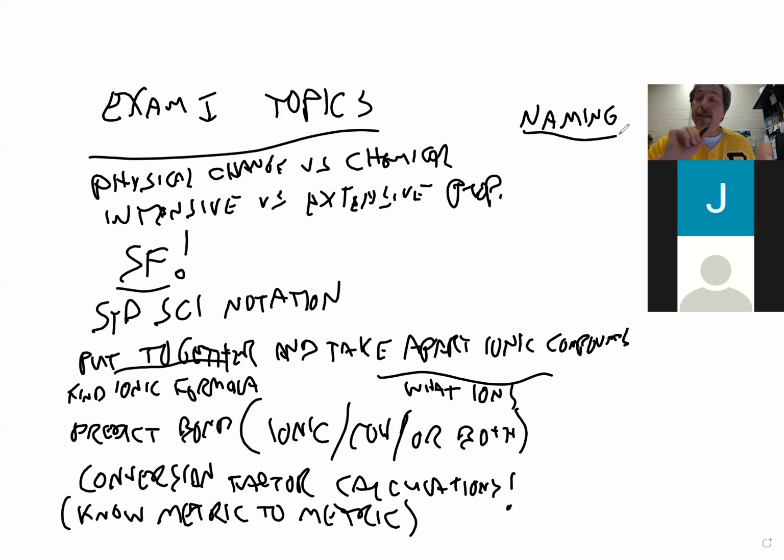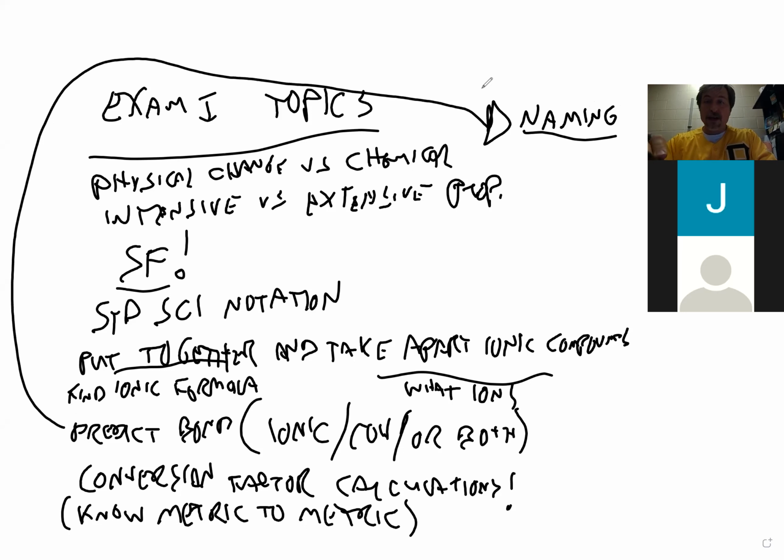Your job is to know naming. If I give you an ionic compound, part of this is predicting the bonding, because if you know it's ionic, then you know the ionic rules. And if you know it's covalent, then you use the molecular rules, right? That video and all that stuff is already in place. You should know the experiments. Right? Who did what? What did they learn?